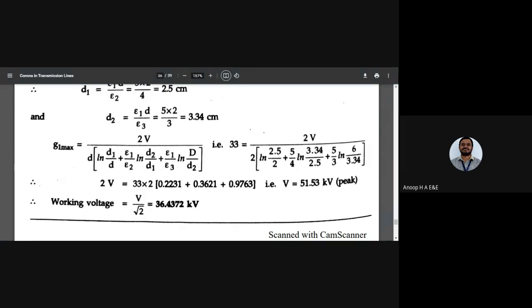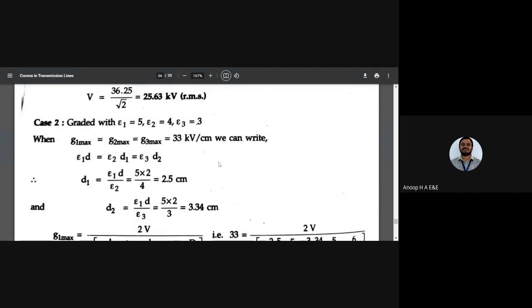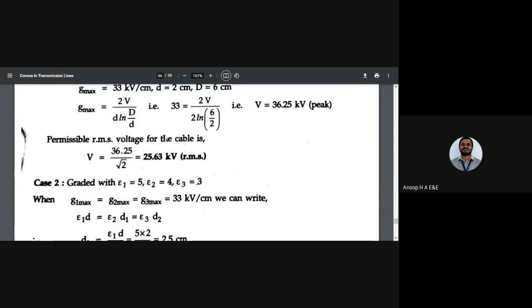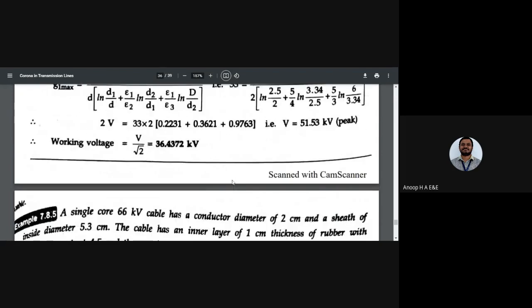Okay, fine. So with that note, we got the working voltage in RMS value. What you can compare here is that with the graded dielectrics the working voltage will be more. And if the cable is ungraded, the voltage will be less. That is what you can compare between the ungraded cable and the graded cable.